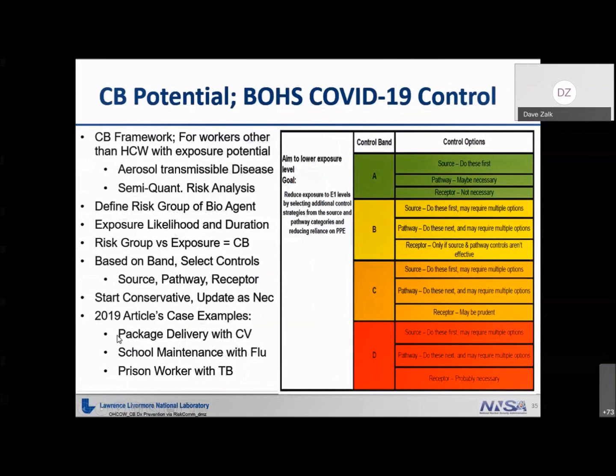But if you look on the left, I wanted to point out that they use some examples in this article that came out in November of 2019, where they looked at coronavirus as one of the theoretical outcomes that can happen. A prison worker with TB and school maintenance with flu. It's very prophetic. I think they did a wonderful job predicting where this might come and how it could be useful.